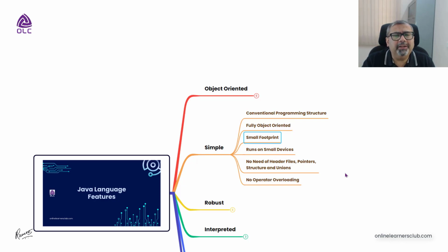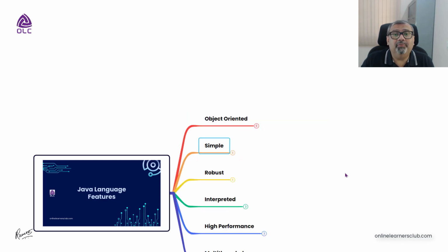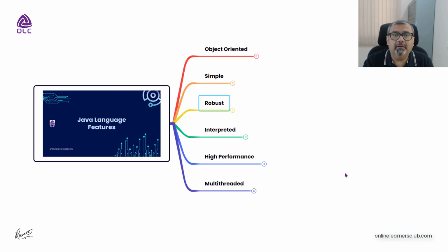Then it has a small footprint and runs even on small devices, which we've already discussed. And from the C++ point of view, it does not require any header files, no pointers, and no structures and unions. There were a lot of complex structures and concepts in the C++ environment, and they removed all those complexities and made it much simpler for a developer to program. Java also does not support operator overloading, so that has been removed too. These are some of the advantages that bring simplicity in programming.